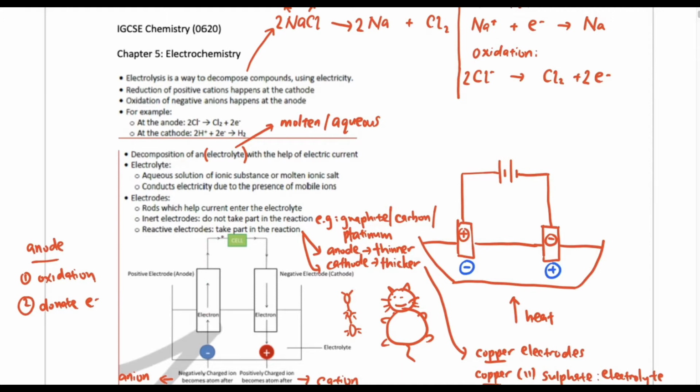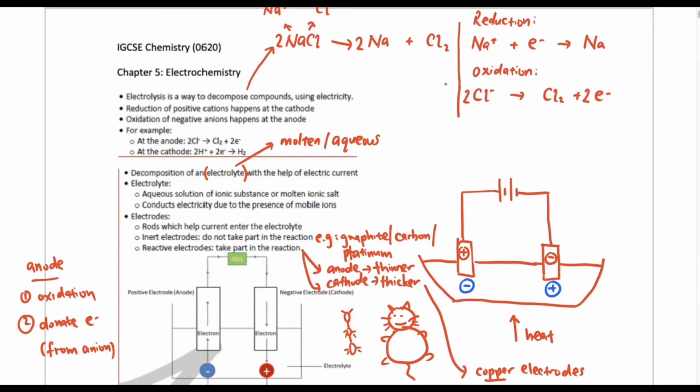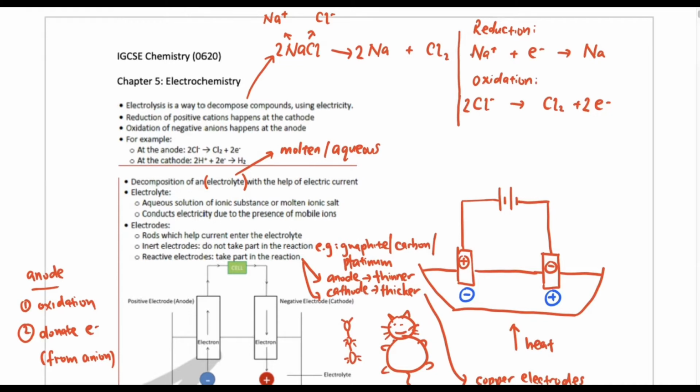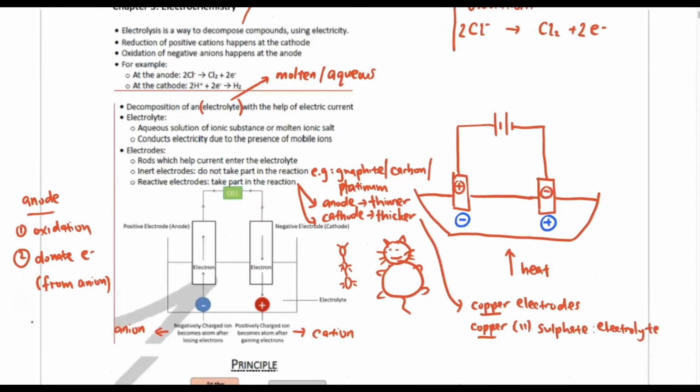That means electrons are donated. Who supplies the electron? The anion supplies the electrons. So the electrons flow and come here. After that, when the electrons reach here, who is going to take the electrons? The electron is accepted by the cation. So that's how you can see the cation accept the electrons and become sodium. That's what happens at the cathode.